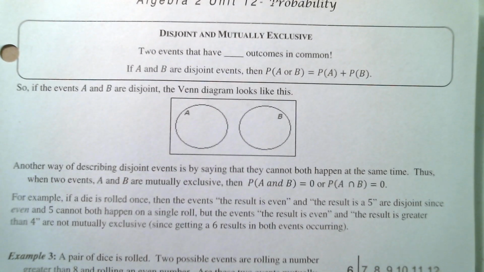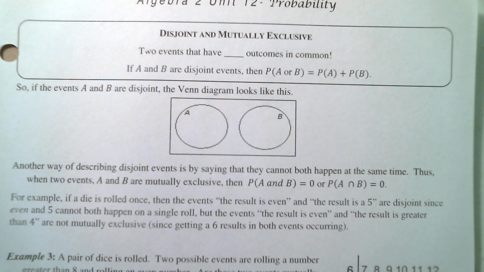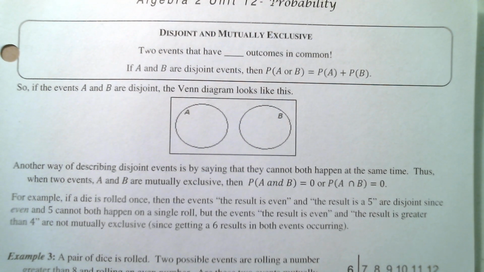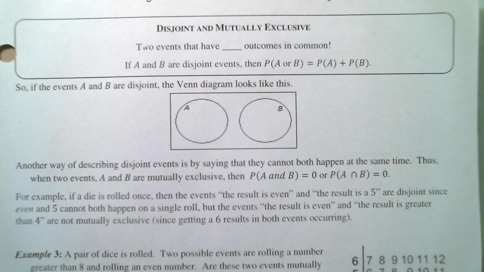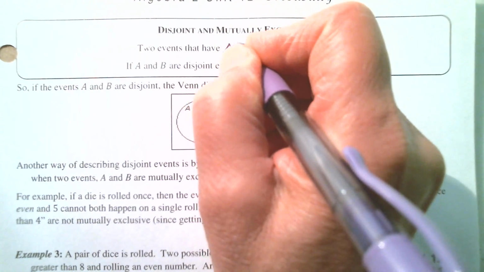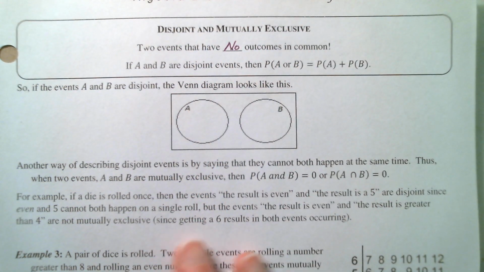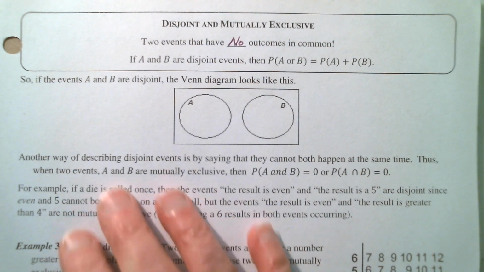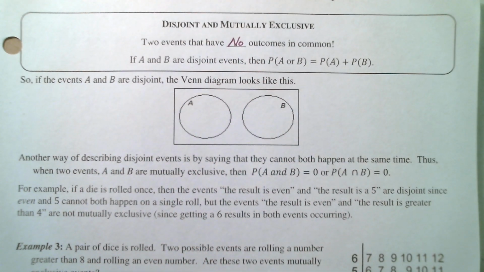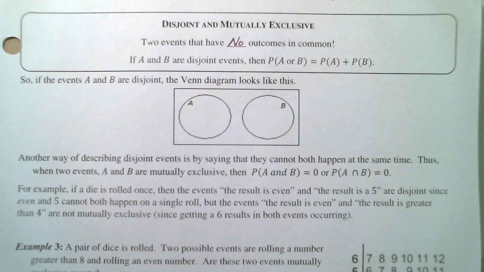Top of page 36. Oh, a new term here. Disjoint and mutually exclusive. Two events that have no outcomes in common are called disjoint or mutually exclusive. They mean the same thing, referring to two events that have no outcomes in common.